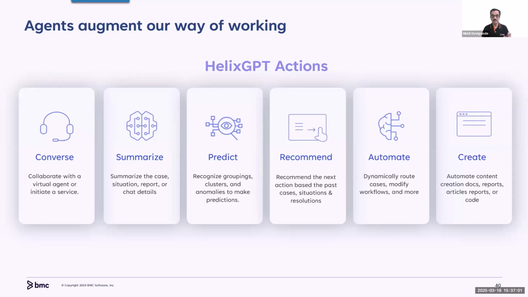It could be predicting something based on what has happened in the past. It could be recommending best actions. There's a lot of automation that results from deploying AI, and so on, creating dashboards, creating knowledge articles. So a lot of creation is possible now through agentic AI by leveraging the power of large language models. That's now possible, so it's possible for us to put all of these actions into action, which we have done in our products.